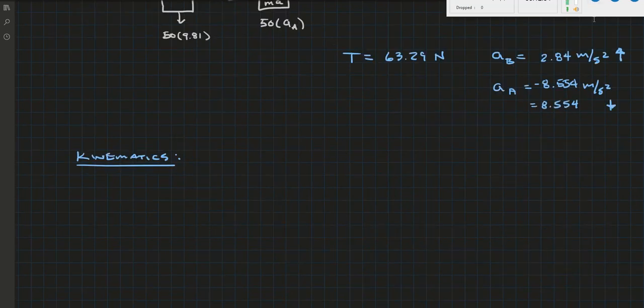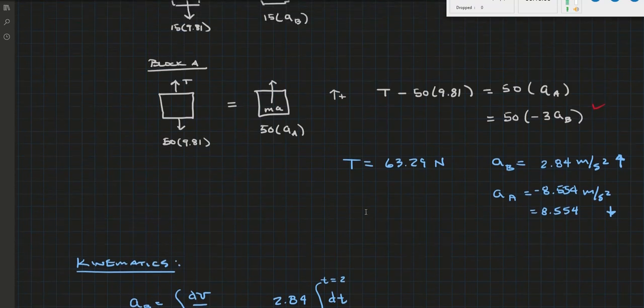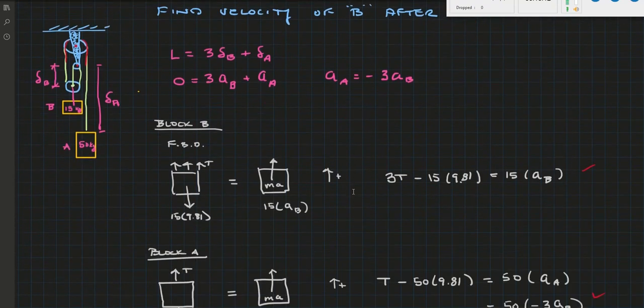So now we have a constant acceleration down. We want to figure out our velocity in that direction. We could say that the acceleration of B equals the integral of dv dt. So what was it, 2.84 meters per second squared times the integral of dt from 0 to t. And then t here was set to 2 seconds. Did I state that in my problem? So t equals 2 seconds, and I did state that in the problem.